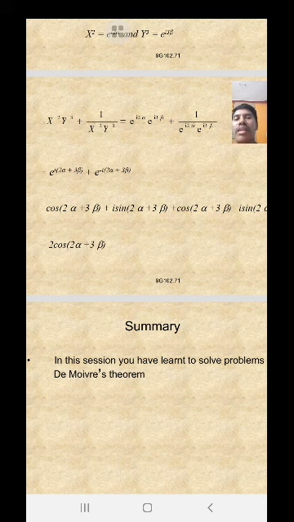So we are expanding the form from exponential to cos and sine terms, or we can say de Moivre's. So in any way, no problem.